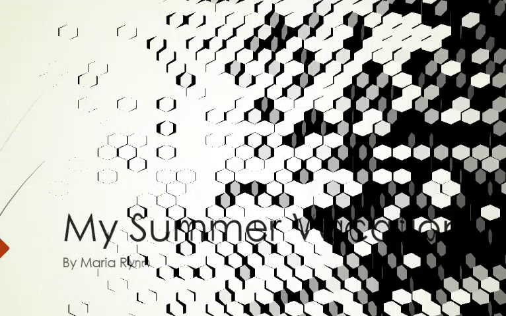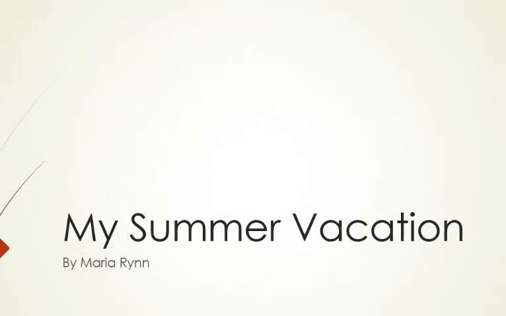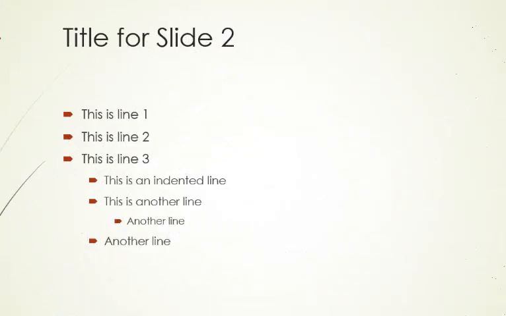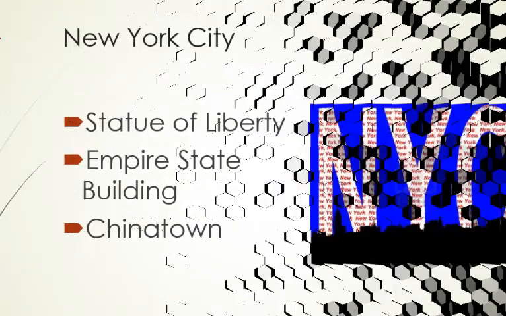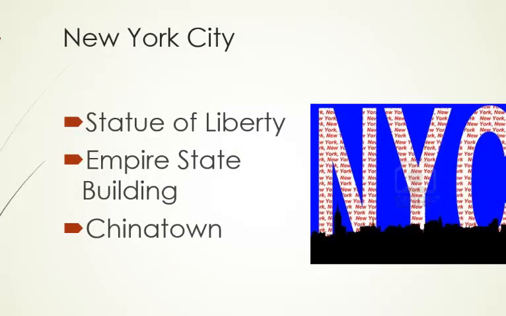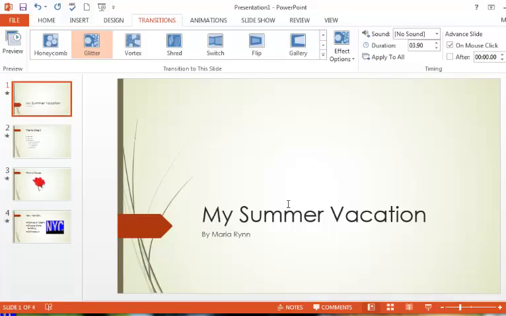You'll see the transition has now been applied. I'll click it again. You'll see the transitions applied to slide 2. Click it again, slide 3. Again, slide 4. Click it again. Blank screen, and back to PowerPoint.